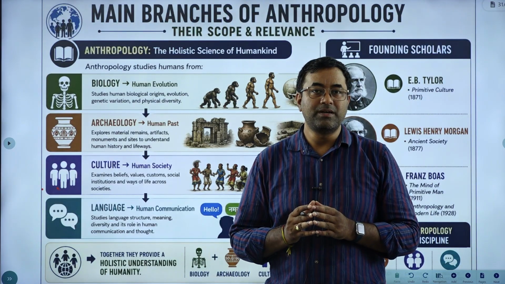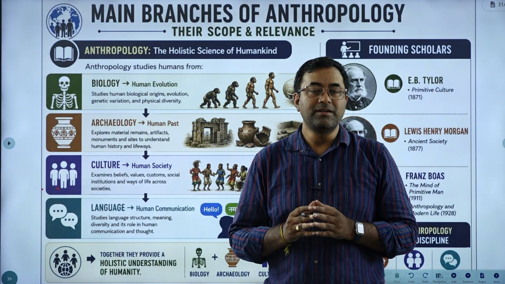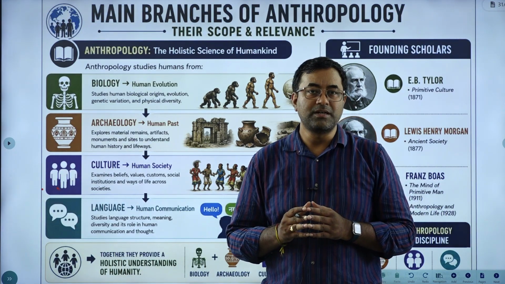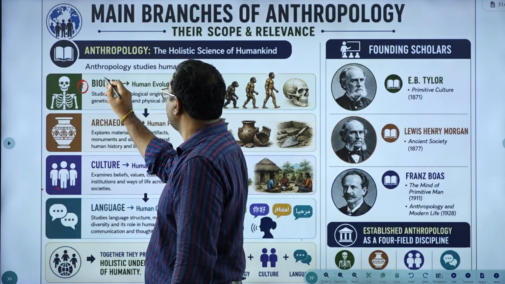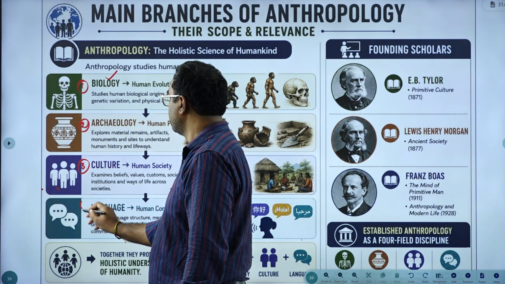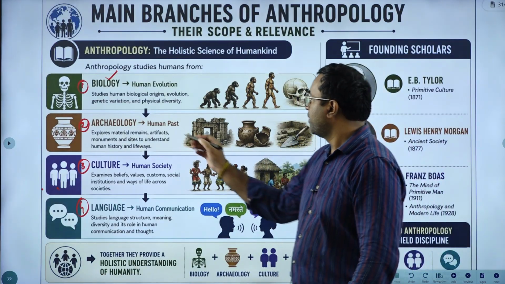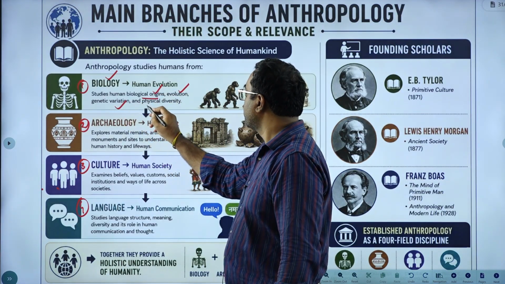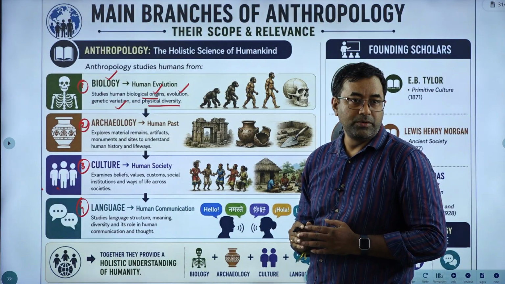Once anthropology was established as a discipline, many anthropologists decoded and divided it into branches as well as sub branches. The major branches in anthropology include, first, biological anthropology, second, archaeological anthropology, third, cultural anthropology, and fourth, linguistic anthropology. As we discussed in the previous class, biological anthropology deals with the biological origin of the people, evolution, genetic variation and physical development of the people. That is the basic point you need to remember.